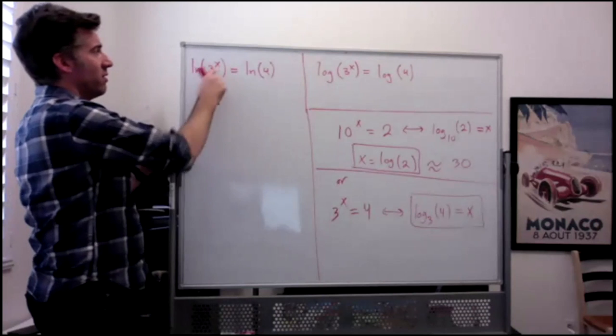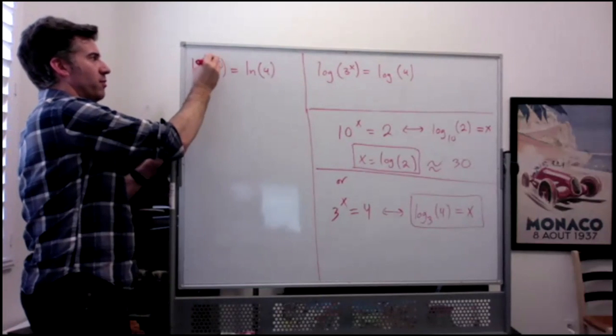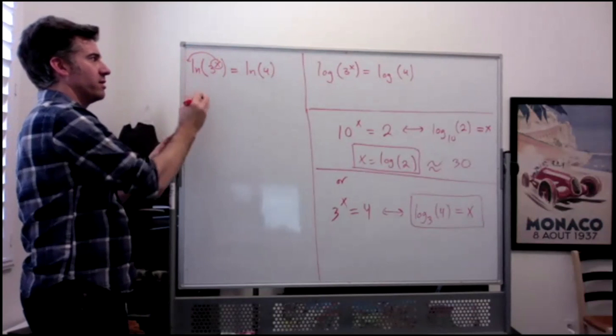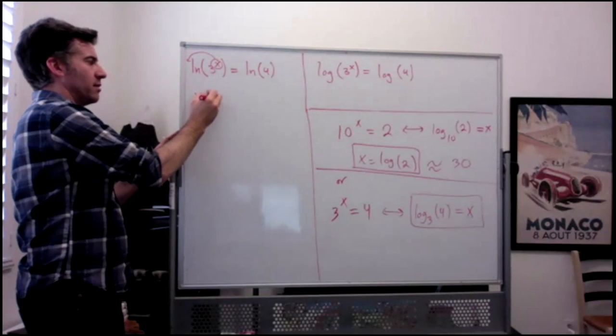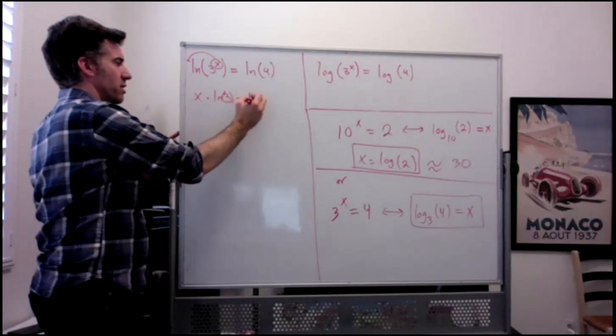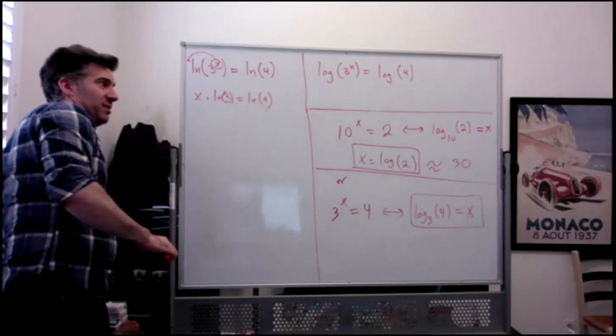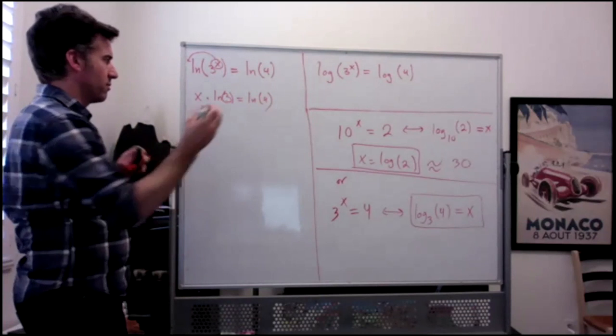So then we're going to solve for x. And the way we're going to solve for x is we're going to use the power rule and bring that x down in front. So that x times the natural log of 3 is equal to the natural log of 4. And then we're just going to divide both sides by the natural log of 3.